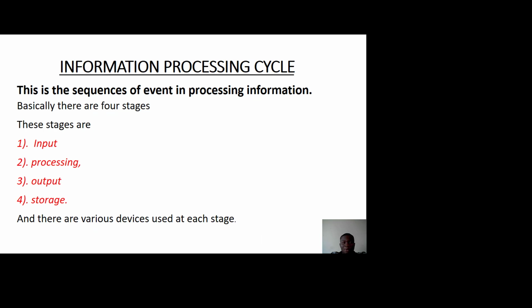So we move on to the definition of information processing cycle. This is the sequence of events in processing information. Basically, there are four stages. These are the input stage, the processing, the output, and the storage. And there are various devices used at each stage.